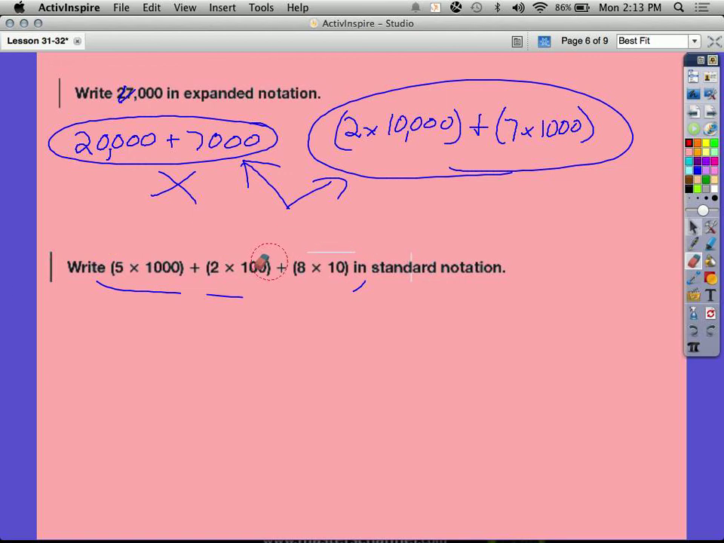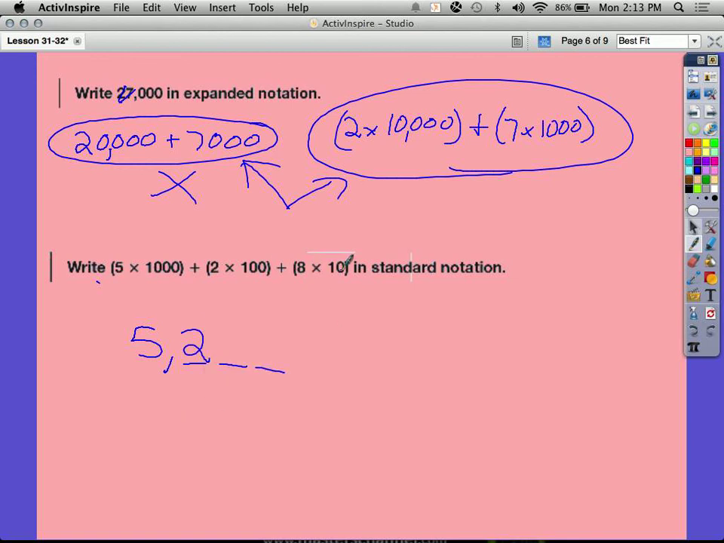Let's get rid of some of this stuff down here for you. It says, write this in standard notation. So we're going to start with this 5 times 1,000. So I can write a 5. That's going to go in the 1,000 spot. So I know I'm going to have 3 spots left after this. It says the 2, it goes in the hundreds place value.